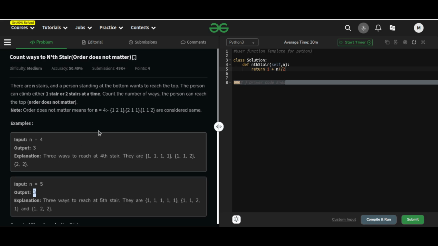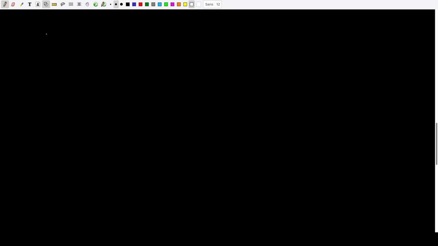Now let us discuss the solution of this problem. So let us say we want to reach the fourth stair and we are standing at the 0th stair. Now from the 0th stair, we have two options. Either we can go to the first stair or we can go to the second stair. So if we take one step, we'll go to the first stair. If we take two steps, then we go to the second stair.